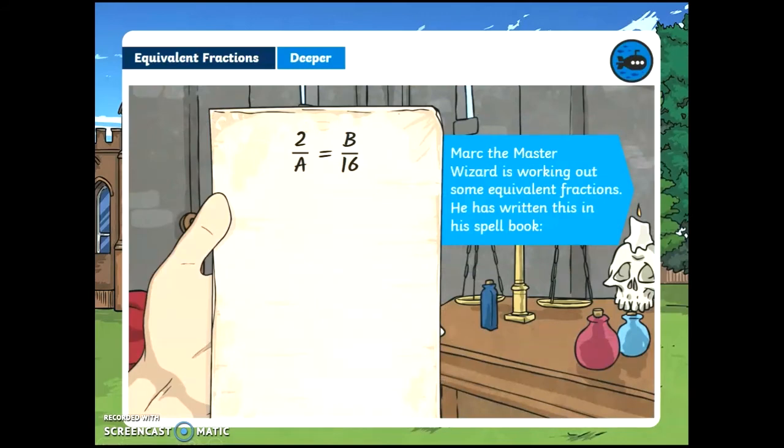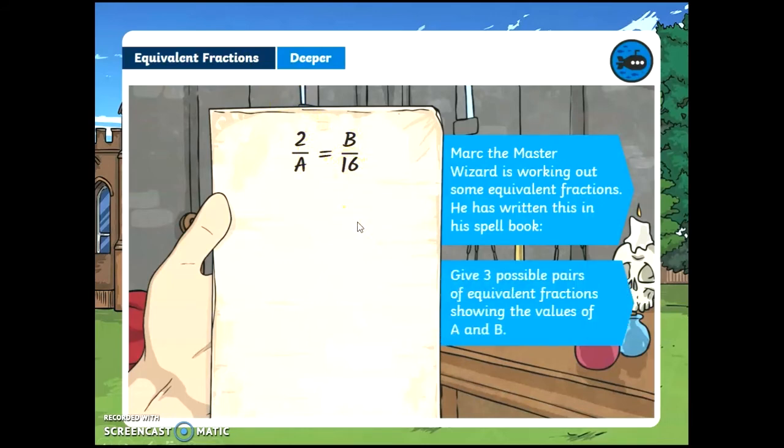Finally then, there are some questions here where you've got some missing numbers. And it says here, Mark the Master Wizard is working out some equivalent fractions. And he's written this in his spell book: 2/a equals b/16. So I wonder if you can find 3 possible pairs of equivalent fractions showing the values of a and b. Have a think for a moment. What could possibly be those values?